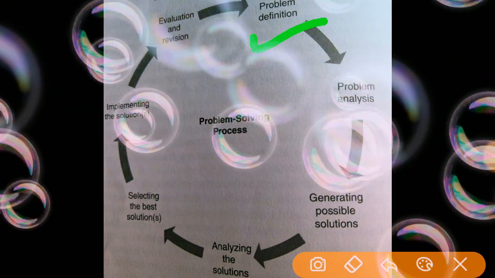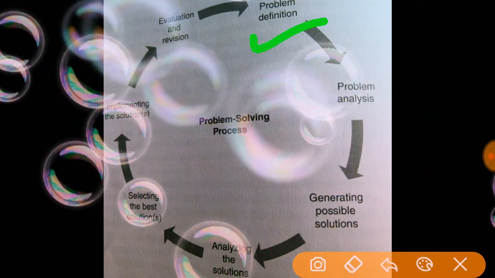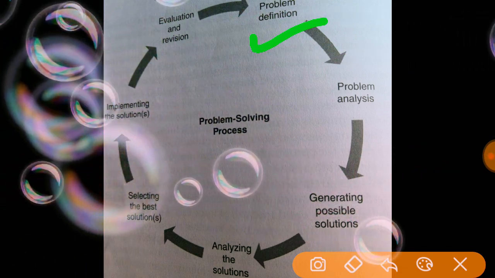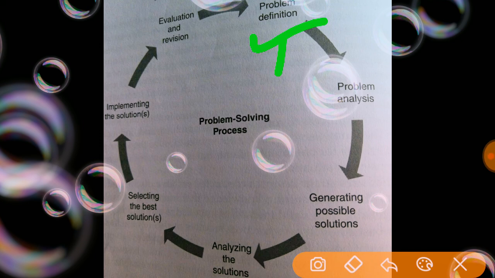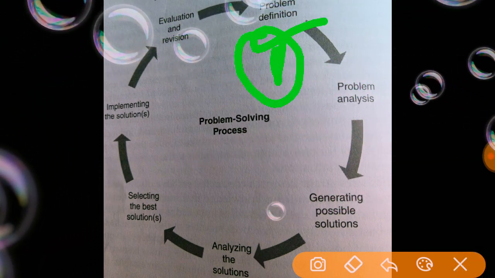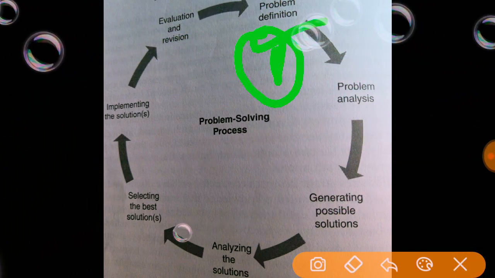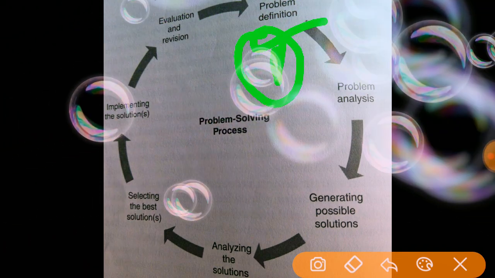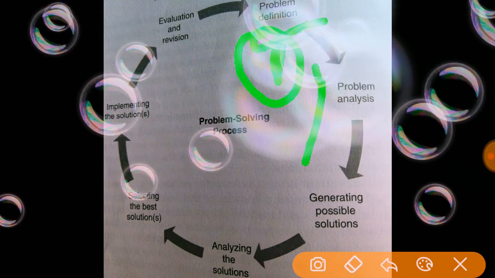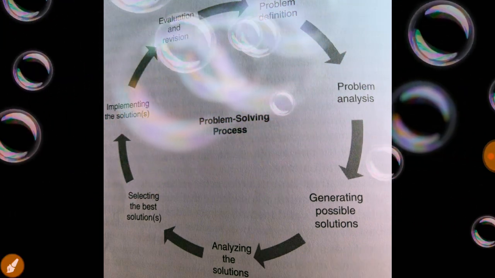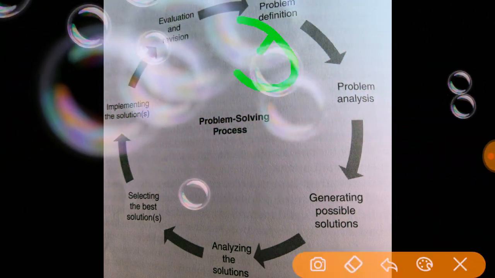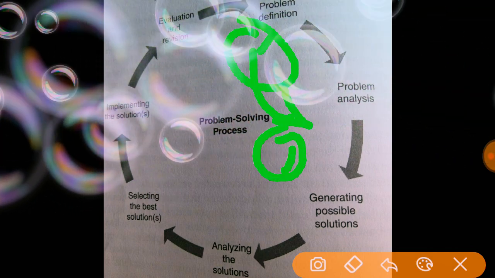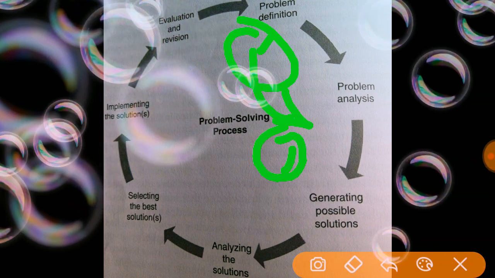Identifying the real problem that needs an immediate solution is considered the most essential step of the problem solving process, because without this step we can't move forward with the study. So this is the most important step. Here we have to identify the problem, and after identifying we have to find the immediate solution. This is the first process of problem solving.